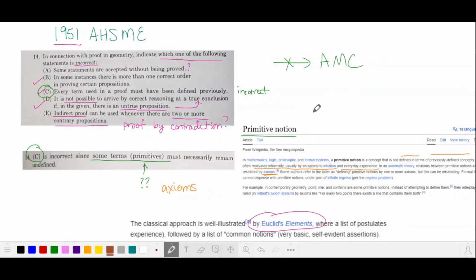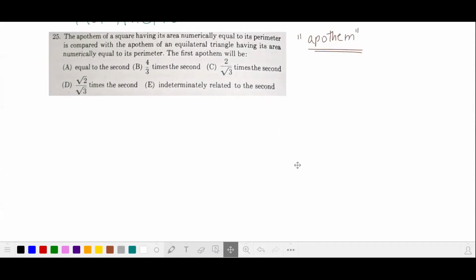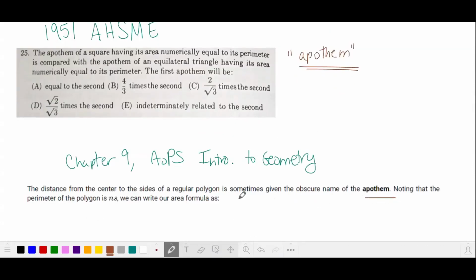Let's take a look at another example of a problem that you won't find on a current AMC. Some of the vocabulary from the 1950s has not really survived into the 21st century, and this is a good example. I don't think you'll be able to solve this geometry problem unless you know what an apothem is. I looked this up in an AOPS textbook. This is what I found. The apothem is the distance from the center of a regular polygon to the side. Even in AOPS, they refer to it as an obscure name, and you're definitely not going to see it on a current AMC without at least a definition.